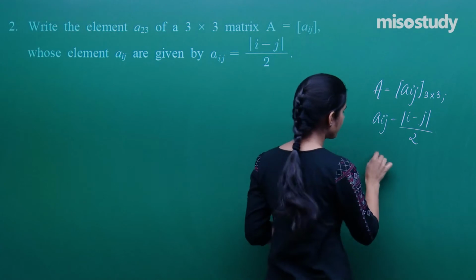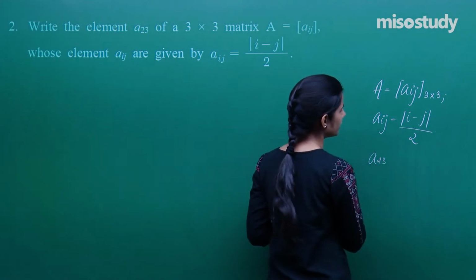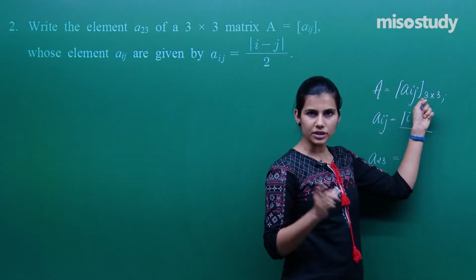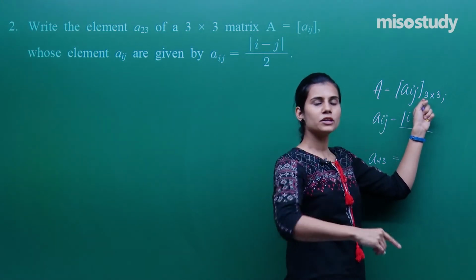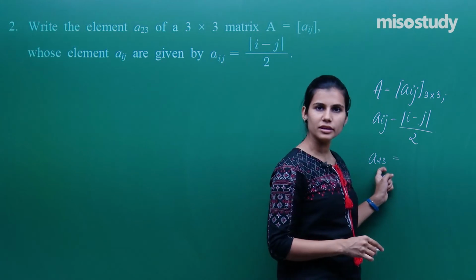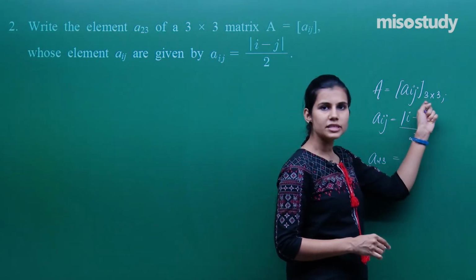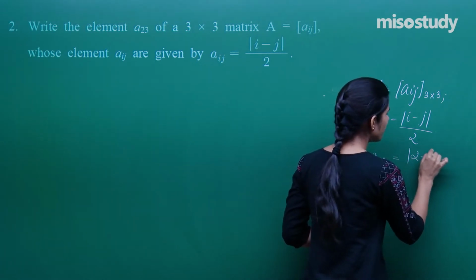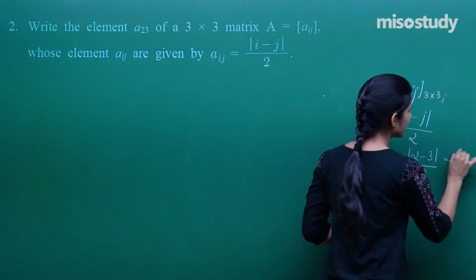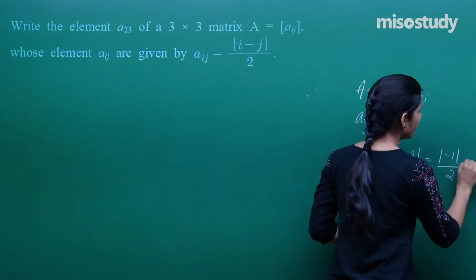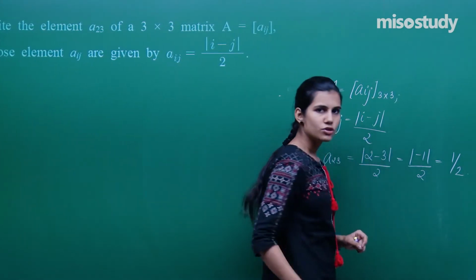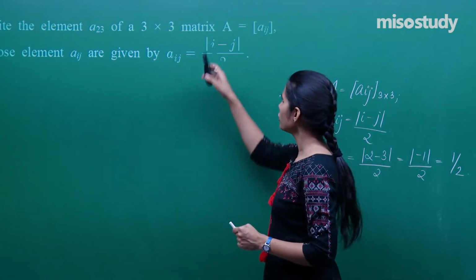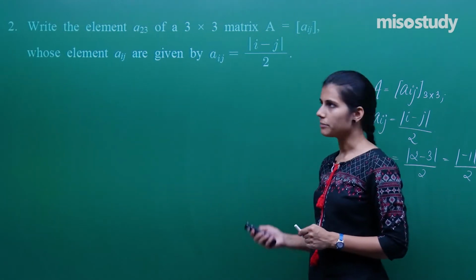In this situation, if somebody is asking you to compute A23, clearly first of all ensure that 2/3 element lies in a 3 cross 3 matrix. It does, right? In the second row and third column lies the entry which is known as 2/3 element. So this is very much a valid entry sitting inside this matrix. So A23 will be equal to mod of 2 minus 3 whole upon 2, that is mod of minus 1 whole upon 2, which is 1 by 2. So 2/3 entry in this given matrix whose ijth element is described by mod of i minus j upon 2 is equal to 1 by 2.